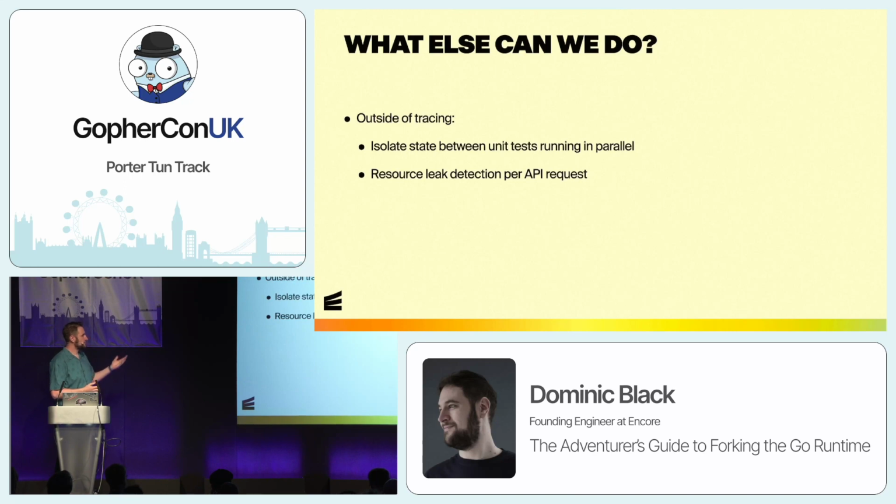But outside of tracing, we can do stuff by modifying Go's runtime that would be impossible before. So something we do in Encore is we monitor what unit test is running in every Go routine. So we can give you state isolation per unit test. And this means you can set all your unit tests to run in parallel and not worry about flaky tests because this test and that test are both trying to fight over the same global variable.